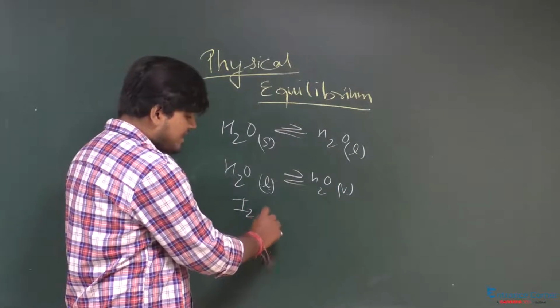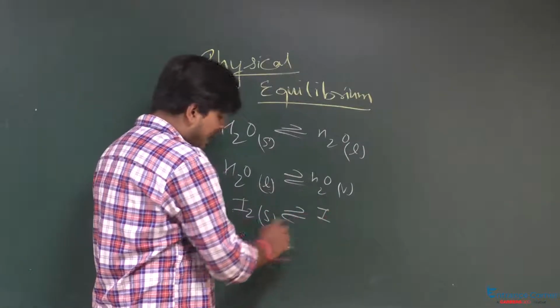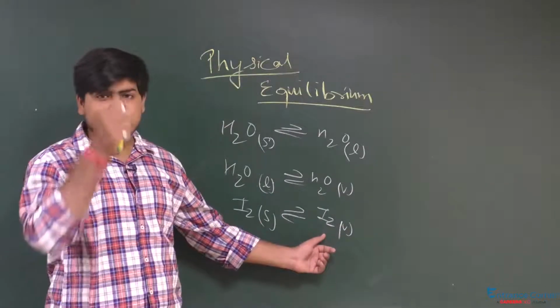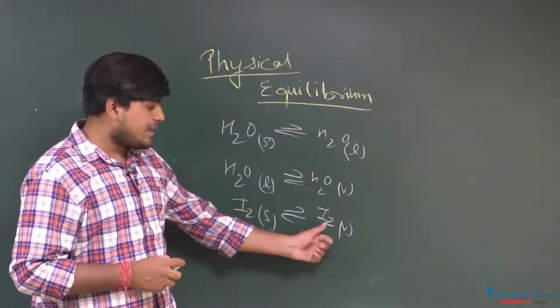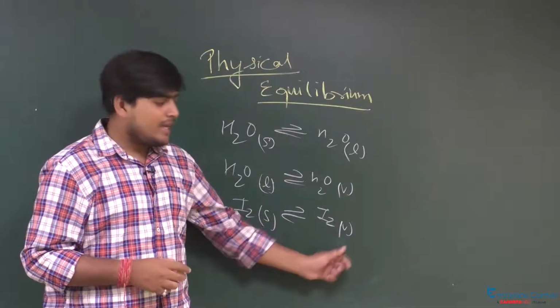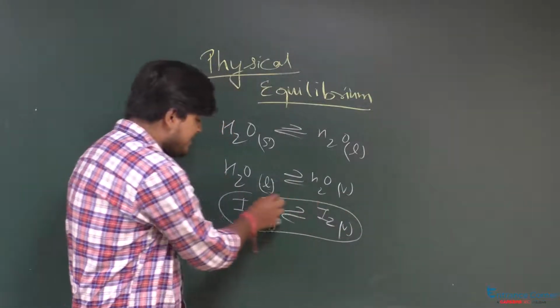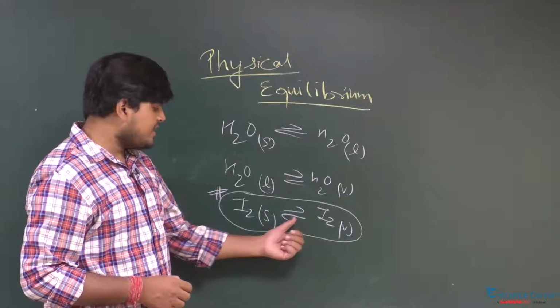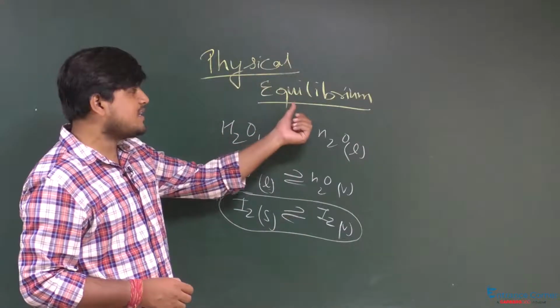Similarly, we have another example, like I2 solid converting into I2 vapor, which is a sublimation process in which I2 gets directly converted into I2 vapors. Here the molecular formula remains the same, that is it is also a physical change. So the equilibrium involved in this process is an example of physical equilibrium.